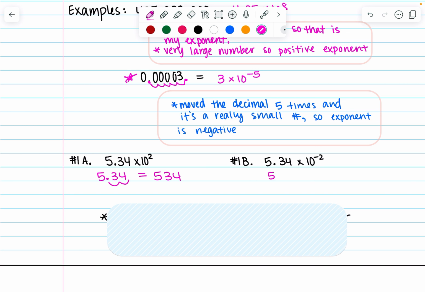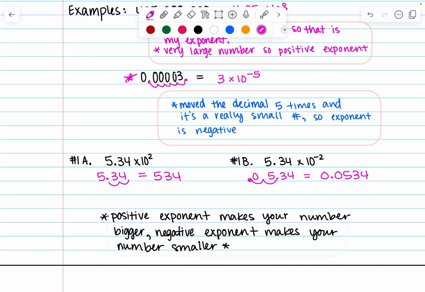1b, again, I'm going to write that again, 5.34. This is a negative exponent, so my number is going to get smaller. And then I fill in that empty space or that blank space with a 0. So this would equal 0.0534. Okay? This is saying like, this isn't even 6 pennies, this number right here. Okay? So positive exponents make your number bigger. Negative exponent makes your number smaller.